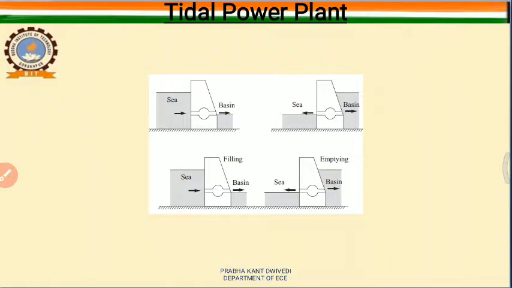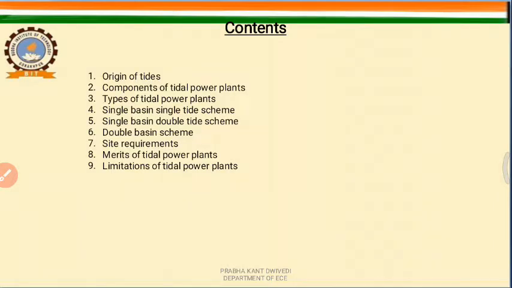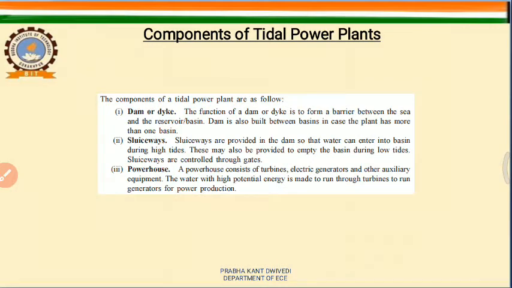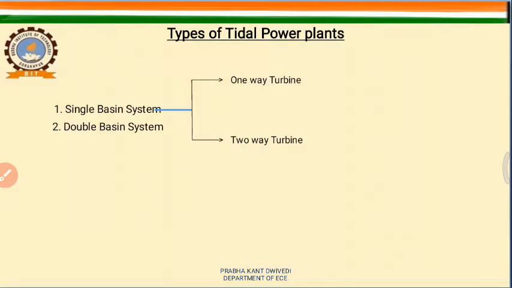In continuation of the previous part of this lecture, in this tutorial we will discuss types of tidal power plants: single basin single tide scheme, single basin double tide scheme, double basin scheme, site requirements, merits of tidal power plants and limitations of tidal power plants. Earlier we discussed the origin of tides and components of tidal power plants, and now in this tutorial we will discuss types of tidal power plants and their working.